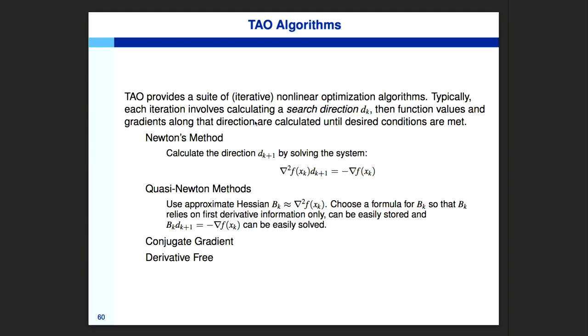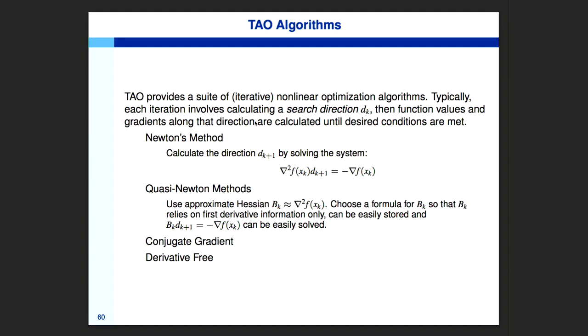So basically, TAO provides a suite of iterative nonlinear optimization algorithms. Generally, each iteration computes a search direction, and then the function values and gradients are calculated until various conditions are met for convergence. Newton-type methods, quasi-Newton methods, conjugate gradient methods, derivative-free methods are all provided, and in different circumstances, various choices make a lot of sense.